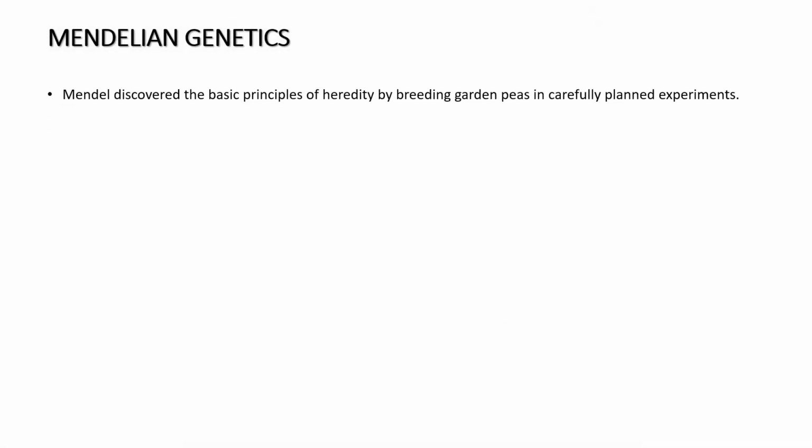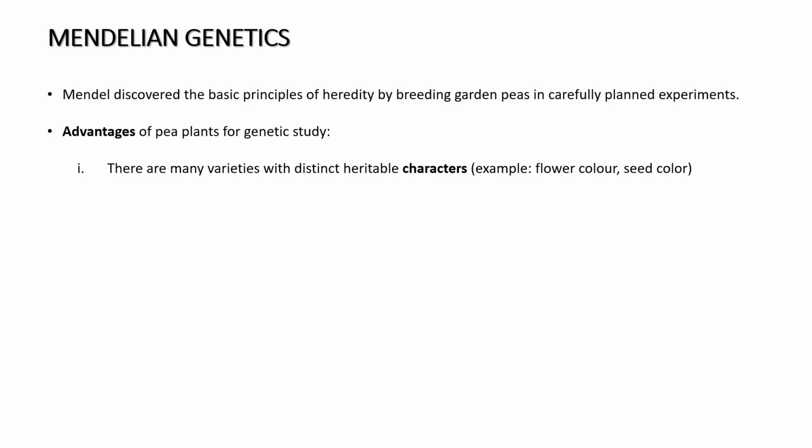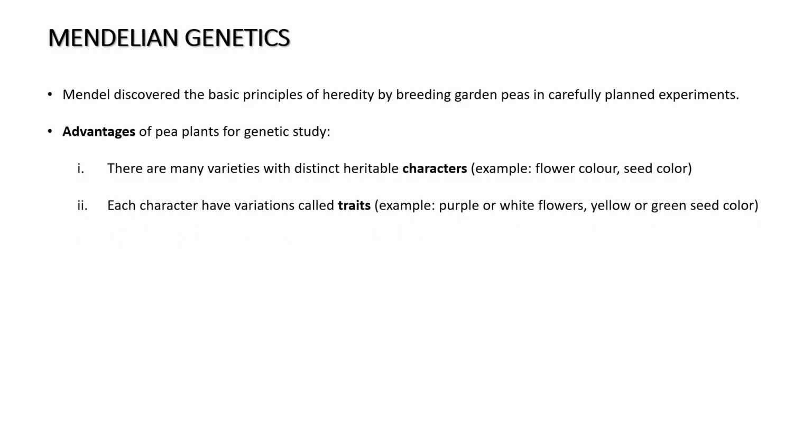Mendel discovered the basic principles of heredity by breeding garden peas in carefully planned experiments. The advantages of using pea plants for genetic study are: first, there are many varieties with distinct heritable characters, such as, for example, flower color and seed color. Second, each character has variations called traits. For example, the character flower color has two different traits, which are purple or white flowers. For the character seed color, it also has two different traits, which are yellow and green seed color.